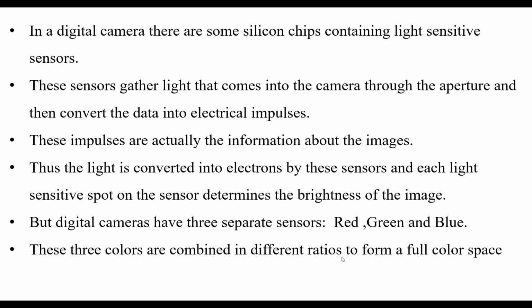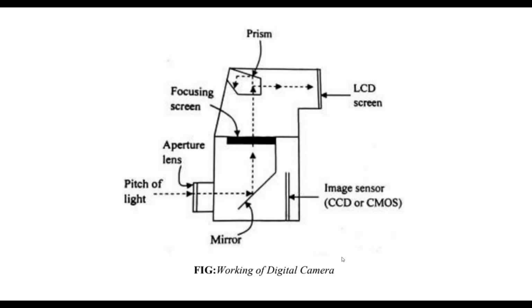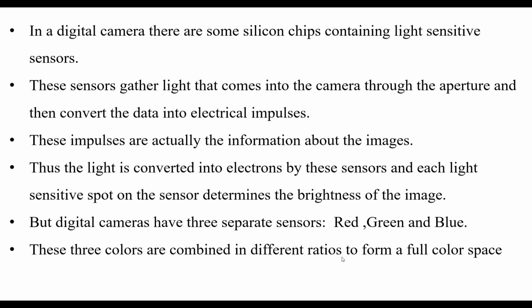In a digital camera, there are some silicon chips containing light sensitive sensors. These sensors gather the light that comes into the camera through the aperture and then convert the data into electrical impulses. Here in the image, the aperture lens is there, and from this we gather the light.